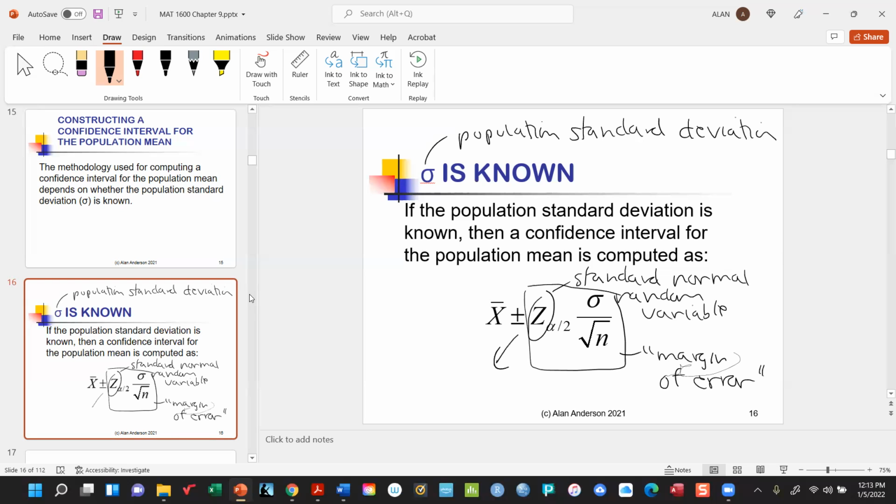Now, you know what plus and minus means. It means that you're going to take X bar minus all of this, and you're also going to do the same thing with plus, and that way you'll have a lower and an upper limit. So this is my lower limit, and this is my upper limit. They're obtained by taking X bar and in the first case, subtracting the margin of error, and in the second case, adding it. So you come up with two numbers, the lower limit and the upper limit.